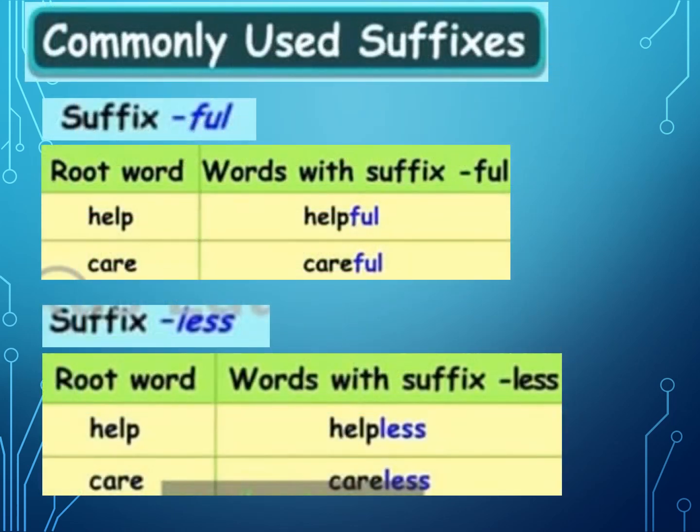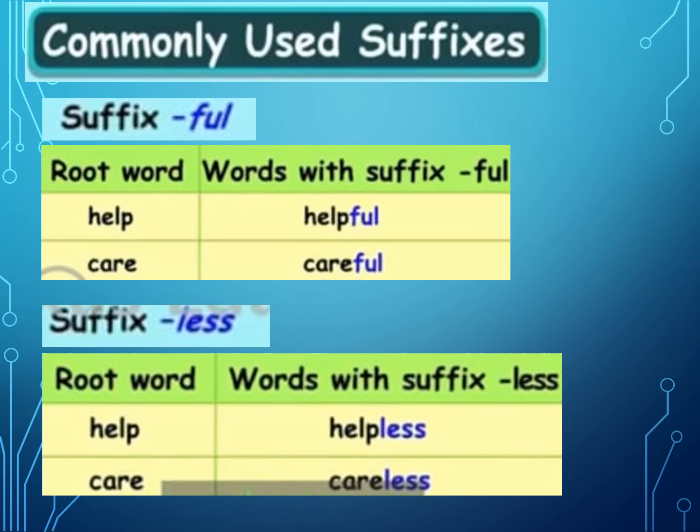Let us see a few more suffixes. There is a suffix ful. If this suffix is added to the root word, the meaning itself will be changed. For example, help is the root word. To the root word help, if we add the suffix ful, it changes into helpful. In the same way, the root word care, if the suffix ful is added, changes into careful. Ful means full of.